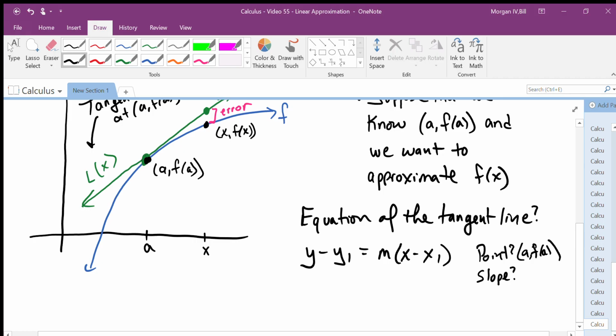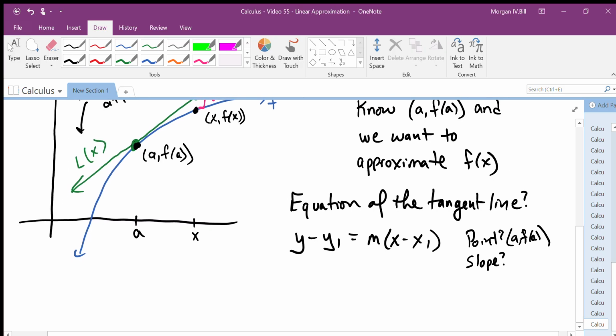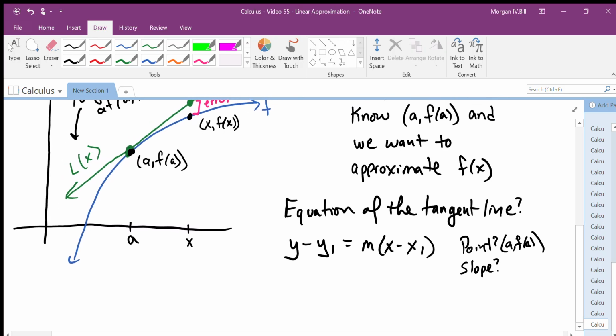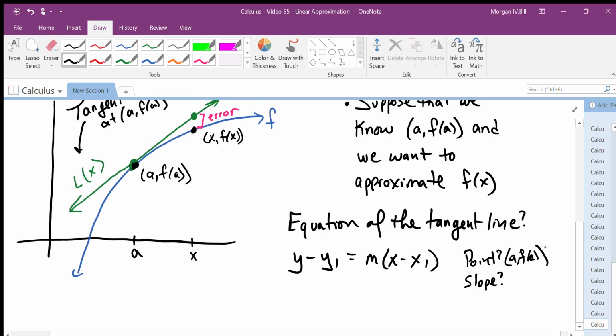And what that's representing is the a value here is representing your x1, the f of a is representing your y1. So a, f of a, that is like x1. I should probably write it a little better than that. Let me try this again. Let me get more space.